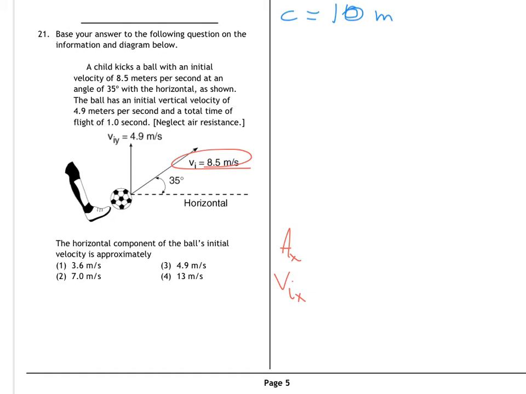So I'm just going to say that vix equals vi cos theta. Vi is 8.5, the function is cosine, and the theta is 35. So that means my initial horizontal velocity is 6.96 meters per second, and after significant figures, you're going to get 7.